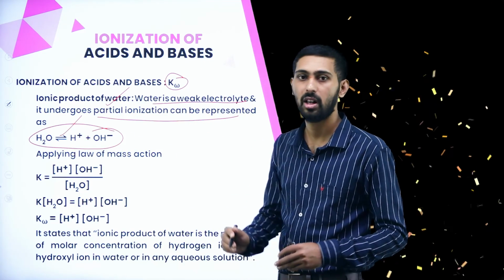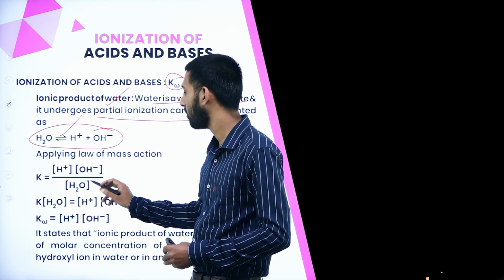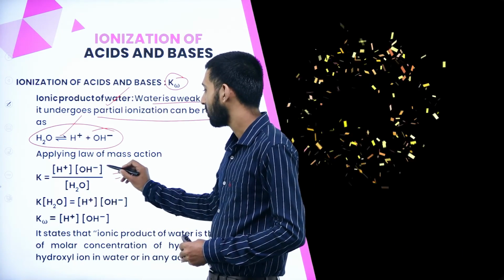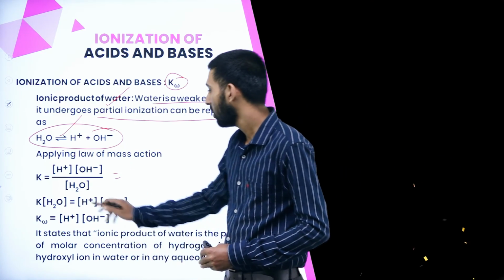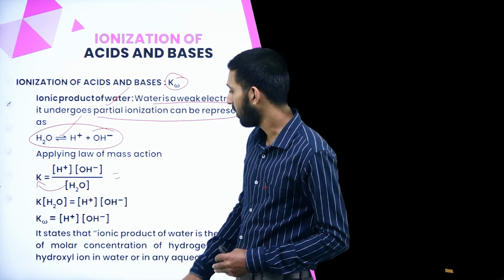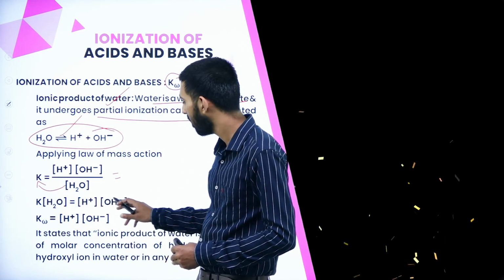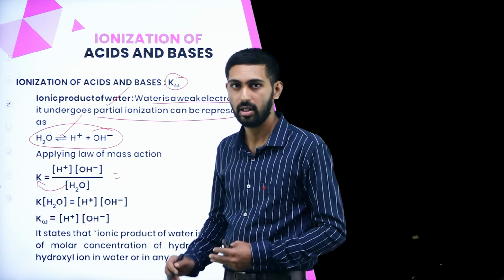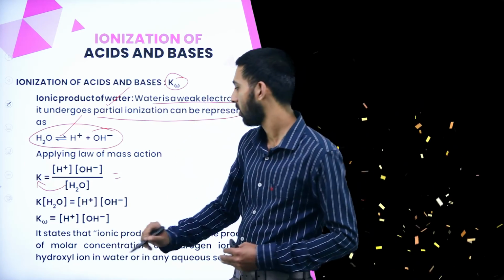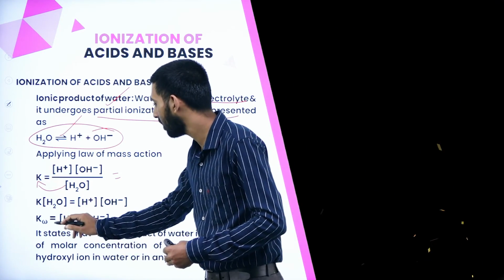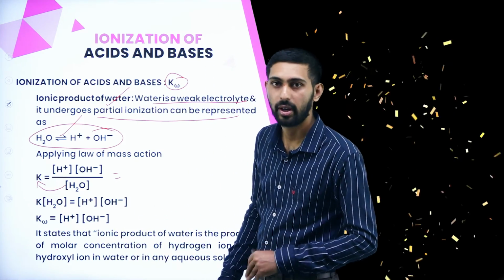Now let us apply the law of mass action. K is equal to the concentration of H plus ion into OH minus ion divided by H2O, that is, concentration of products divided by concentration of reactants. I'll take H2O to the left hand side, so you get K into H2O is equal to the concentration of H plus ion into OH minus ion. The concentration of H2O is taken as 1, so I get Kw. Kw is equal to the concentration of H plus ion into the concentration of OH minus ion.